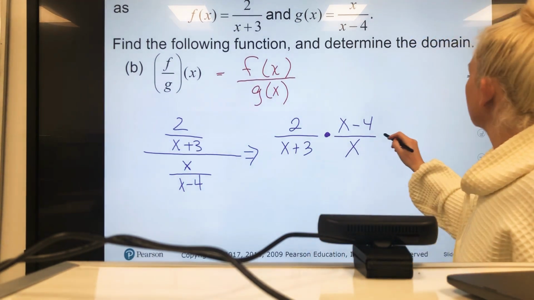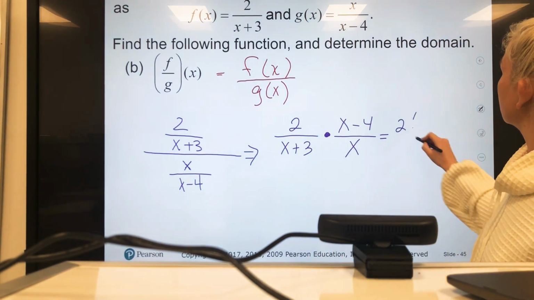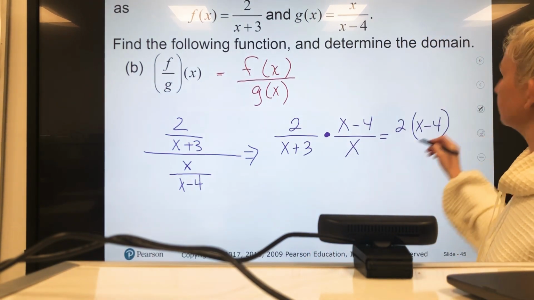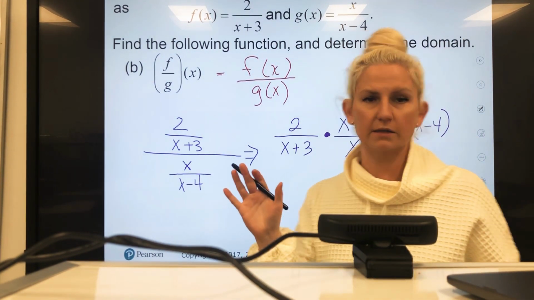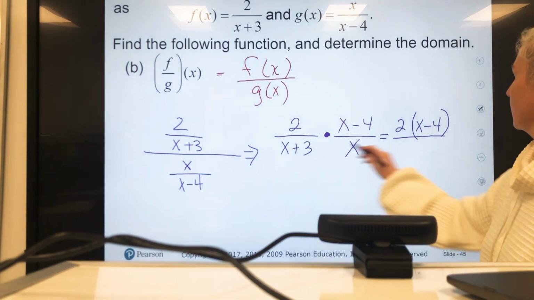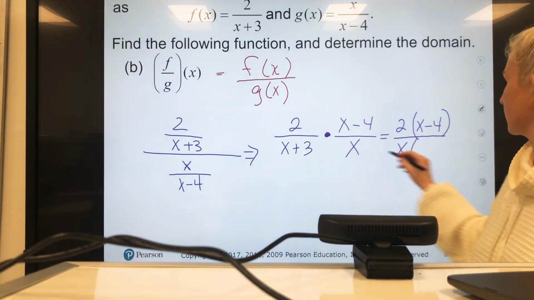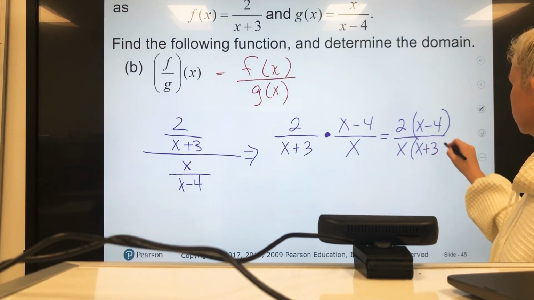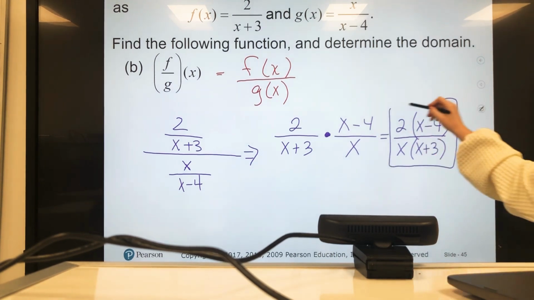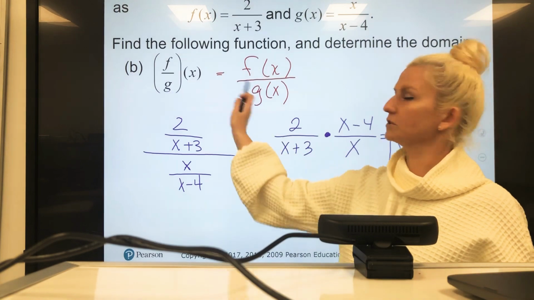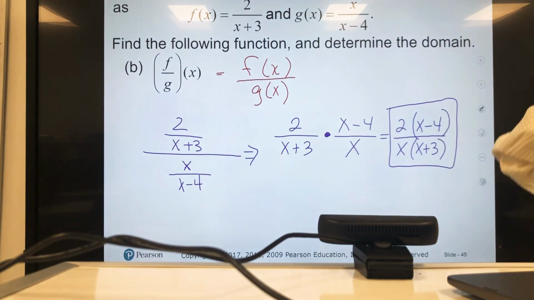You with me? All right, so now I have 2 times x minus 4. You don't even have to distribute. You can just leave it like that because that's going to help you later to see what your domain is. Over x times x plus 3. Okay, so this is my f of x over g of x.